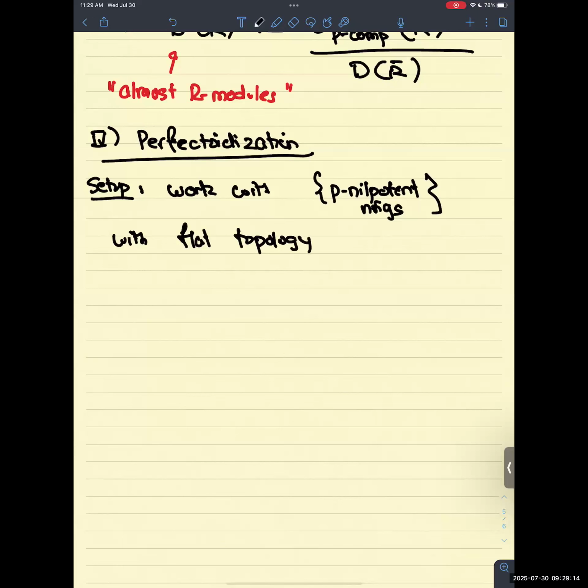A p-nilpotent ring is a ring where some power of p is 0. Any p-adically complete ring is the inverse limit of p-nilpotent rings. So if you understand what the functors you're trying to describe look like on p-nilpotent rings, you automatically know what they look like on p-complete rings. And we're going to work with sheaves on this category just to have more flexibility in our constructions.